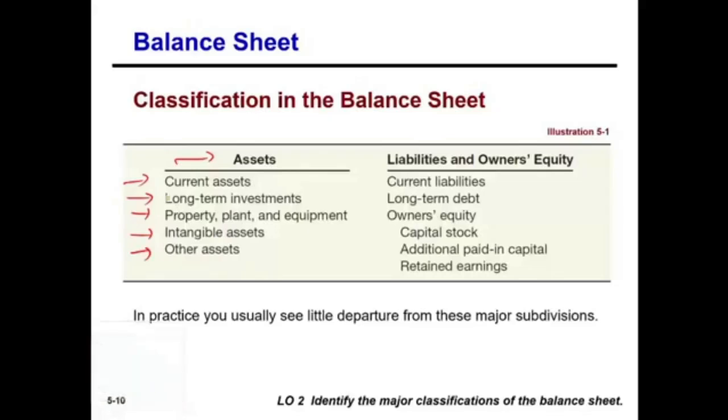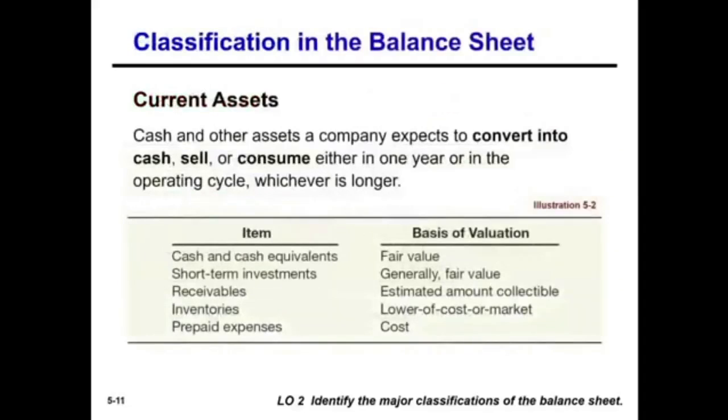And what I mean by 2 categories is either current or non-current. So everything else is non-current, and you have your current assets. And current assets are what? We're going to look at each one of them separately. Liabilities have 2 categories, current and long-term. And equity, we have 3 main sections of equity. We have more, but I will get to that. In practice, you would usually see little departure from these major subdivisions. Most companies break down their balance sheets as current and non-current.